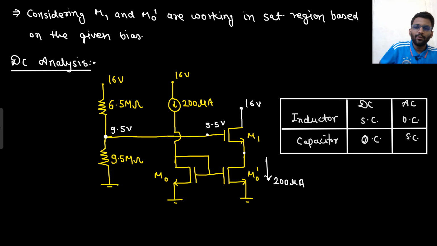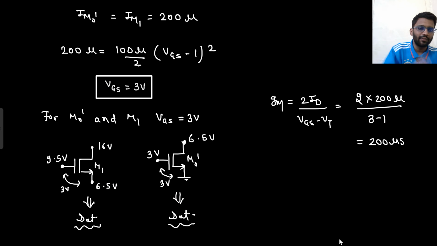So what did we do? First we considered that both are working in saturation region. When we considered that, we could determine the value of VGS. From the VGS value, we could get to know that both are working in saturation region only. Our assumption was correct. Now, based on that, we could determine the DC potential of the nodes of M1 and M0 dash. So M1 was having 16, 9.5 and 6.5, and M0 dash was having 6.5, 3 and 0. And they are working in saturation region.